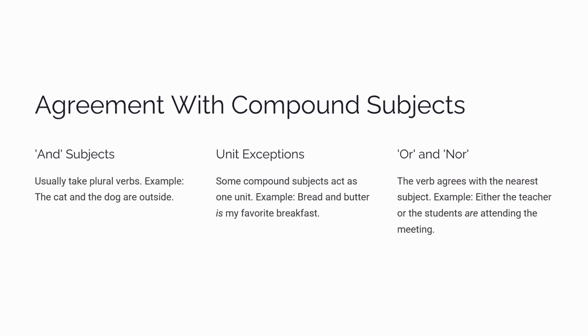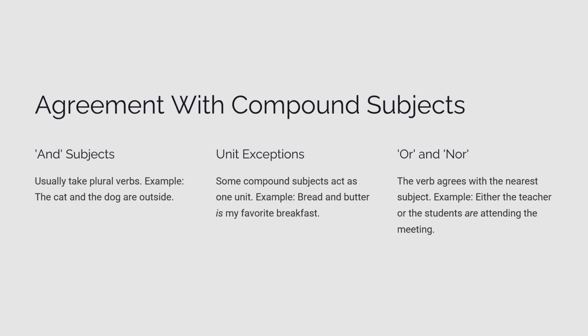In cases where two things are frequently considered a single unit, like bread and butter, the verb is singular. So for instance, we would say "bread and butter is my favorite breakfast," because we are treating bread and butter as one singular idea. Okay, so now let's move to compound subjects connected by "or" or "nor."